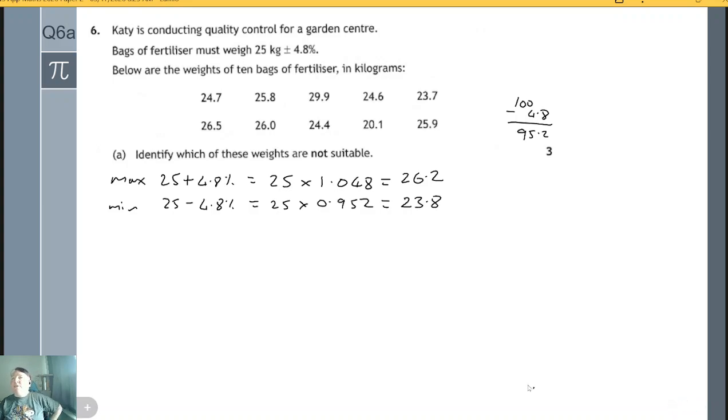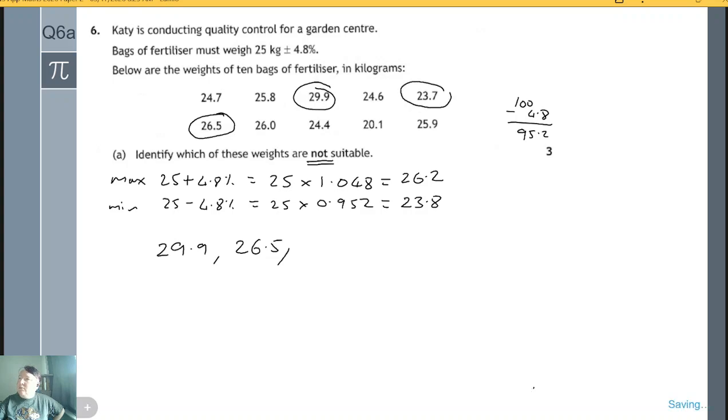Okay. So which ones are not suitable? So what is bigger than 26.2? That's bigger. That's bigger. Right, so we've got 29.9, we've got 26.5. What's smaller than 23.8? That's smaller. That's smaller. That's us. So 23.7 and 20.1. And that's us found our maximum, our minimum, and the bags that are not suitable. All 3 points.